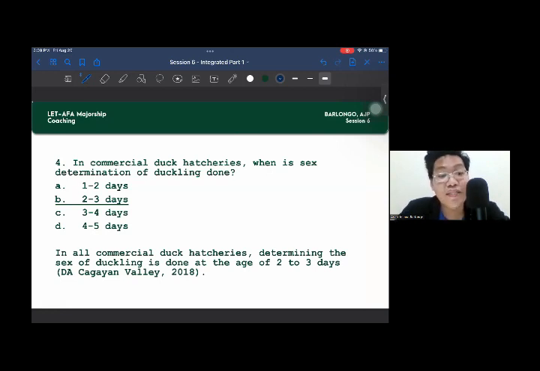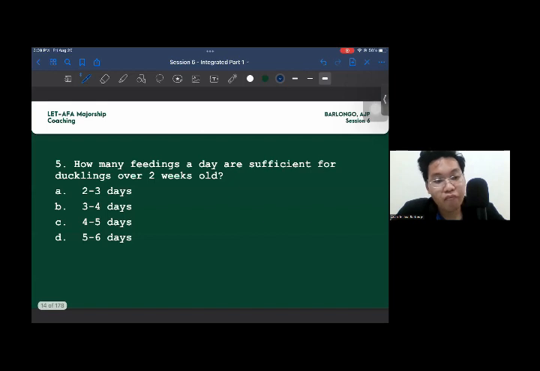So this can be seen in a guide that was published by the Department of Agriculture in Cagayan Valley in 2018. In all commercial duck hatcheries, determining the sex of a duckling is done at the age of 2 to 3 days. So take note of this because this might be in your LET. So in line with this, we also have another item.